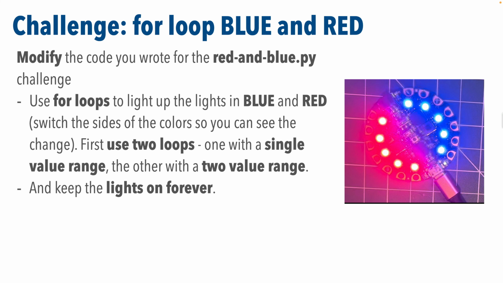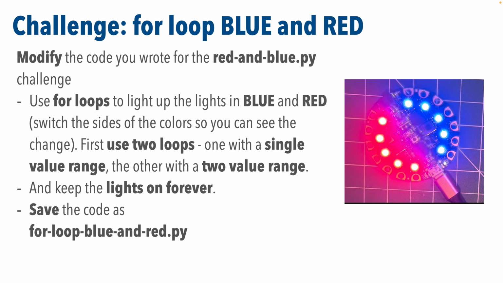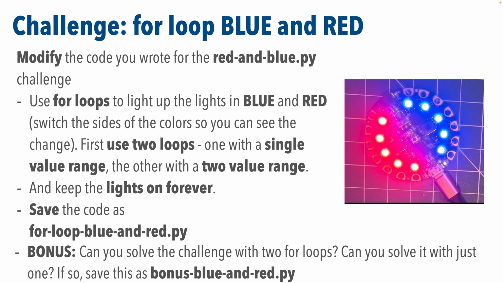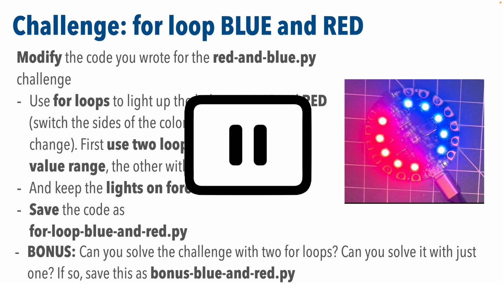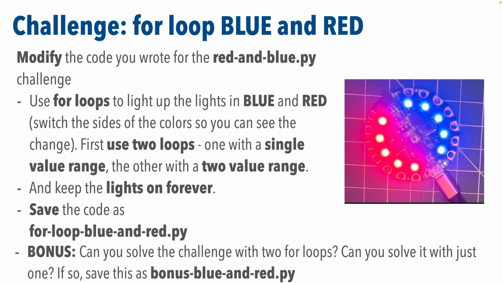So when you solve this, save the solution as for-loop-red-and-blue.py. And bonus, after you solve the first challenge, see if you can solve the challenge with just 1 loop instead of 2. Same result, and if you get the bonus, save that as bonus-blue-and-red.py. So let's pause, try this out. I know you can do it. You can go back and look at the earlier part of the lessons if you need to. And then when you're ready, resume, and let's compare answers.